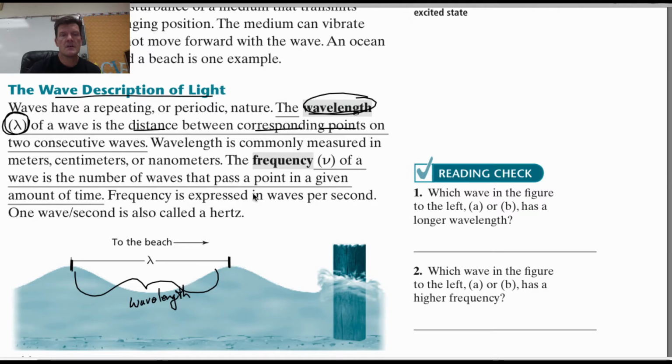Okay? The other thing you need to understand is frequency. Well, frequency has to do with how many in a certain amount of time. And this is the symbol for frequency. It looks like a fancy V. It is the number of waves that pass a point in a given amount of time, usually a second. And the number of waves per second, another name for that unit is called a hertz. Okay, so a hertz, Hz, is the number of waves per second. You're going to want to write that down.